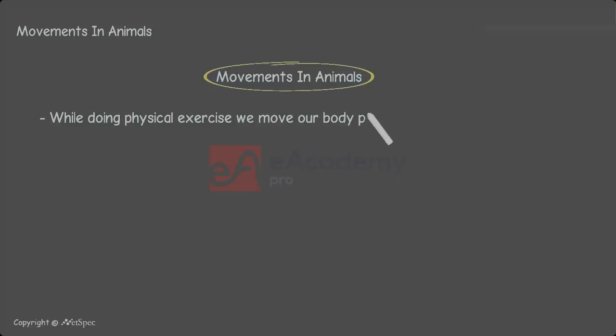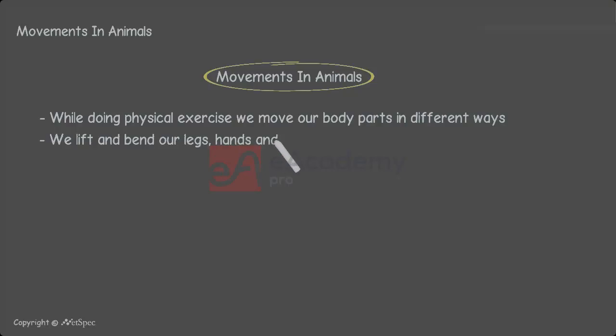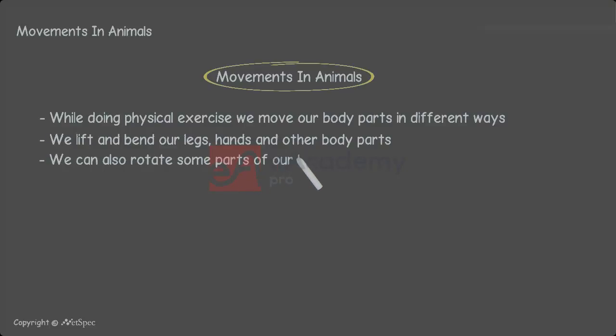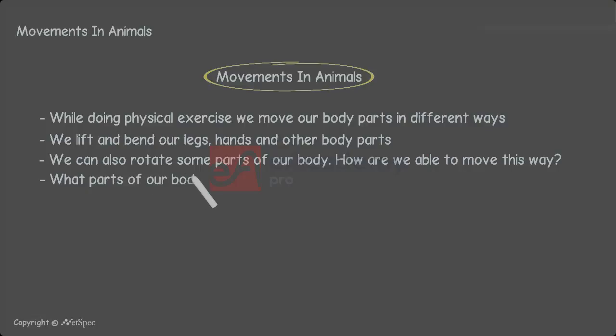While doing physical exercise, we move our body parts in different ways. We lift and bend our legs, hands, and other body parts. We can also rotate some of our body parts and we are able to move this way. How are these responsible? How are we able to move these body parts?